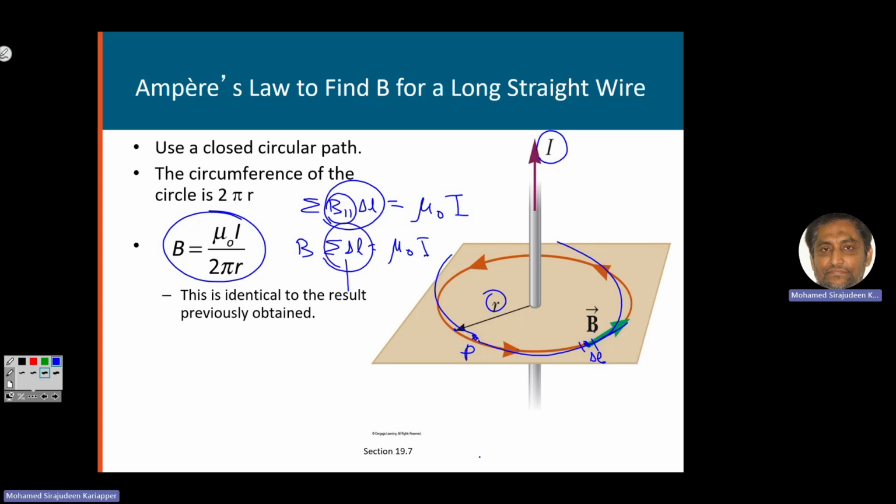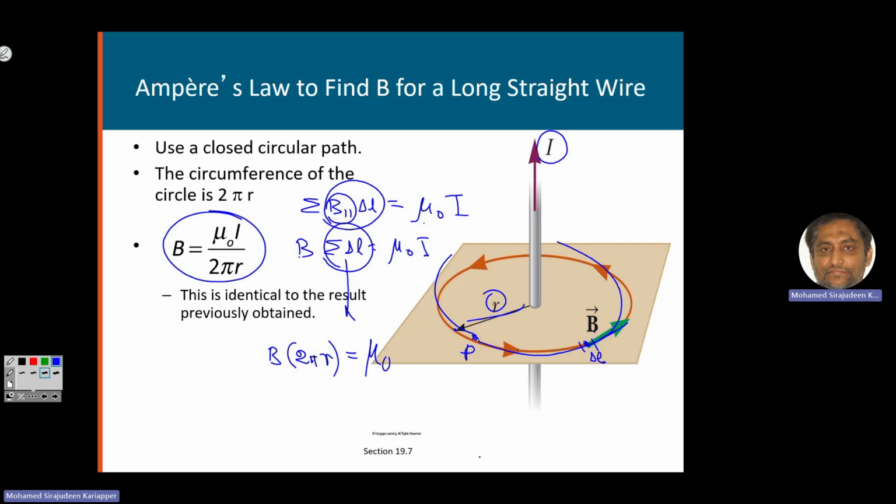This is the length of this circle. What is the length of the circle? The circumference. The circumference of a circle is given by the formula 2 pi r. So B multiplied by 2 pi r is equal to mu 0 times the current enclosed by this circuital path. There is a current which is I, right?